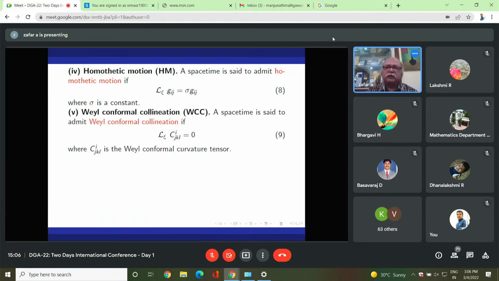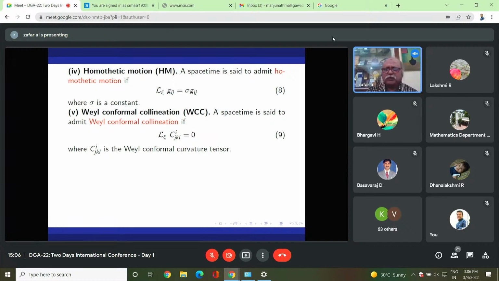Then also there are many symmetries. I am using only those which I require. Weyl conformal collineation: if the Lie derivative of the Weyl tensor is zero, then it is Weyl conformal collineation. Curvature collineation: if the Lie derivative of the curvature tensor is zero, it is curvature collineation. Ricci collineation: if the Lie derivative of Rij, that is the Ricci tensor, is zero, then we say that the space-time is admitting the Ricci collineation. Then affine collineation: if the Lie derivative of the Christoffel symbol, which can also be written in this way, is zero, then we call it affine collineation, and similarly conformal collineation and special conformal collineation.